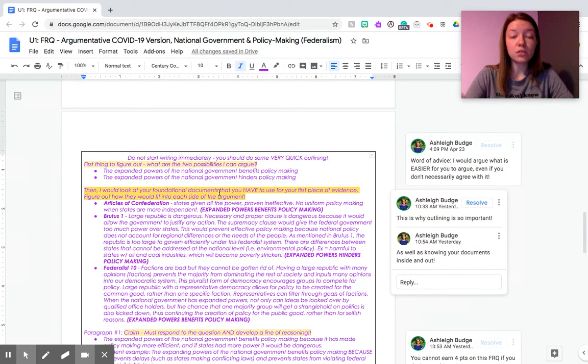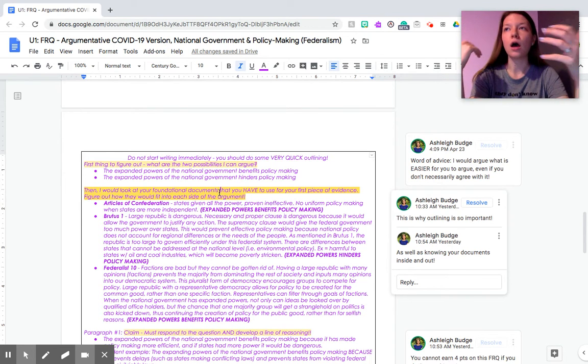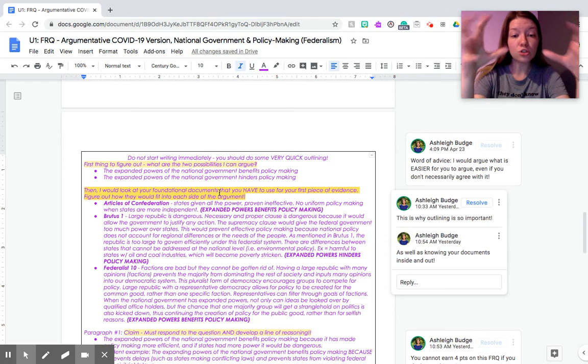Now, remember, this is an open note test. Open note, right? However, that does not mean that you're going to have the time to Google and figure out the argument. You need to know pretty quickly what these documents are and their main ideas, okay?